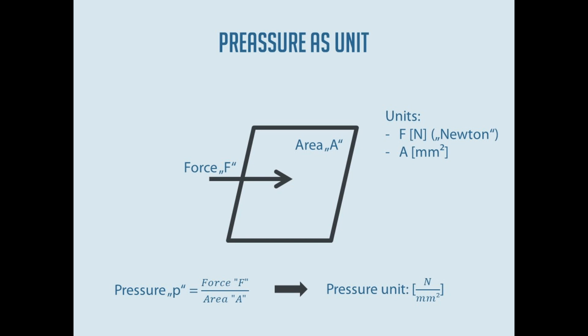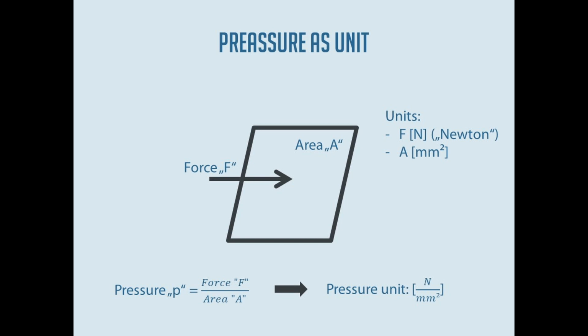So first of all, pressure as a unit means nothing more than that we have a force F, represented here as an arrow, acting on a surface A. What units does the whole thing have? I use the metric system here. The force has the unit Newton, abbreviated with N. I will come to that in a moment. And the surface A has the unit square millimeter, or also square meter, square centimeter, and so on is possible. We will use square millimeter for now.